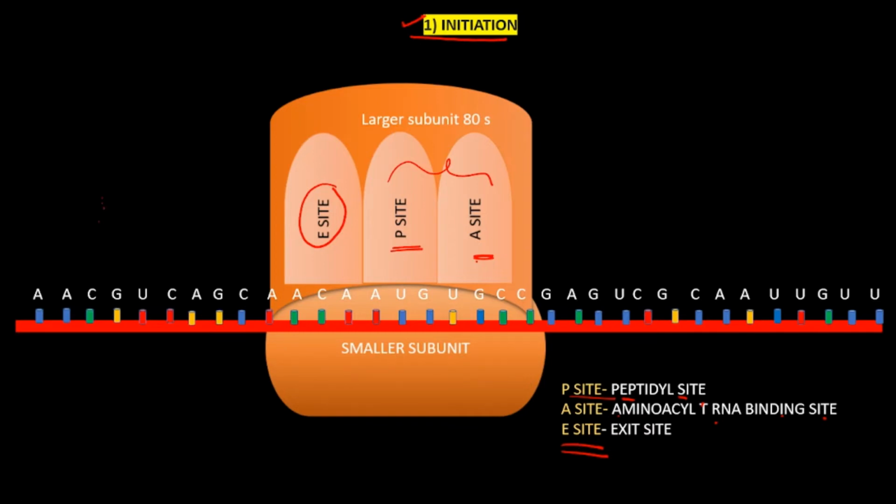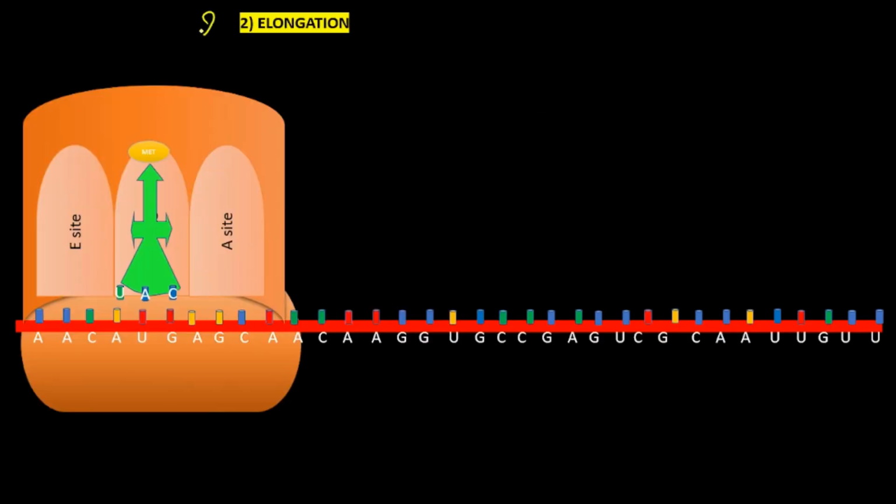तो if I have written here E site, don't get confused, it is just an exit site जहाँ से ट्रांसफर RNA एग्जिट करेगा. Now the initiator transfer RNA that carries a methionine will bind to the P site and its anticodon that is UAC will recognize the start codon that is AUG and the process of protein synthesis will be initiated. The second step of protein synthesis is elongation.